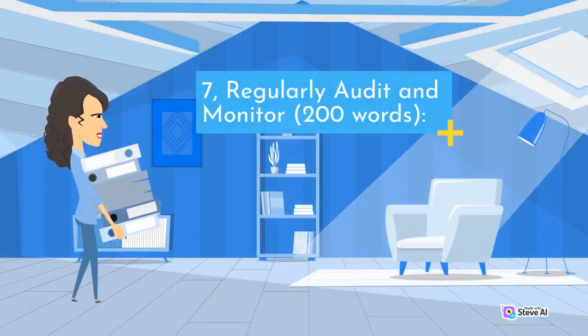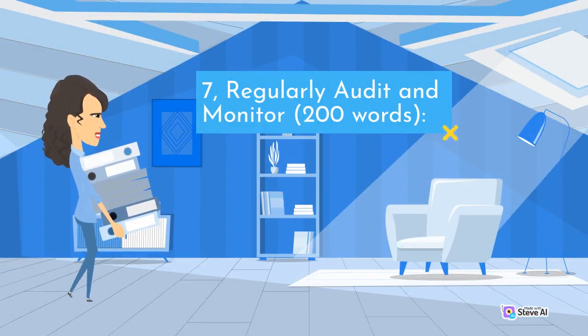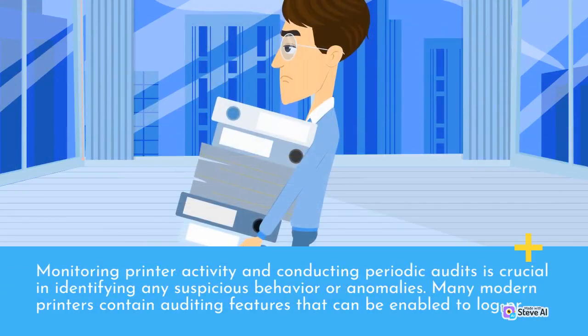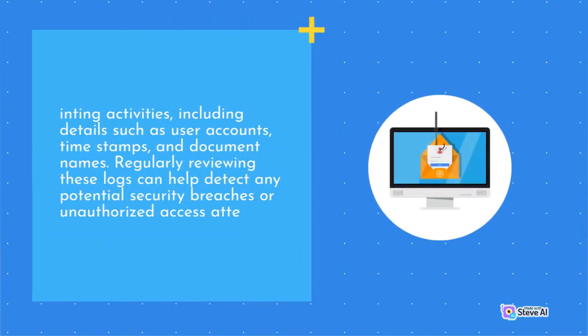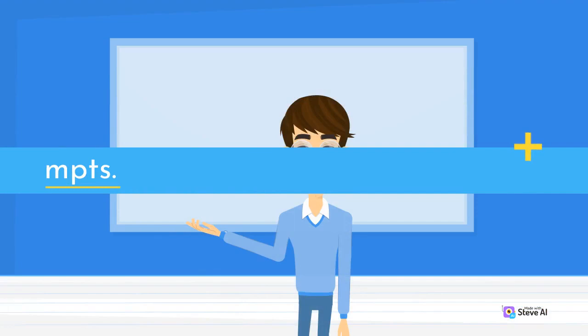7. Regularly audit and monitor: 200 words. Monitoring printer activity and conducting periodic audits is crucial in identifying any suspicious behavior or anomalies. Many modern printers contain auditing features that can be enabled to log printing activities, including details such as user accounts, timestamps, and document names. Regularly reviewing these logs can help detect any potential security breaches or unauthorized access attempts.